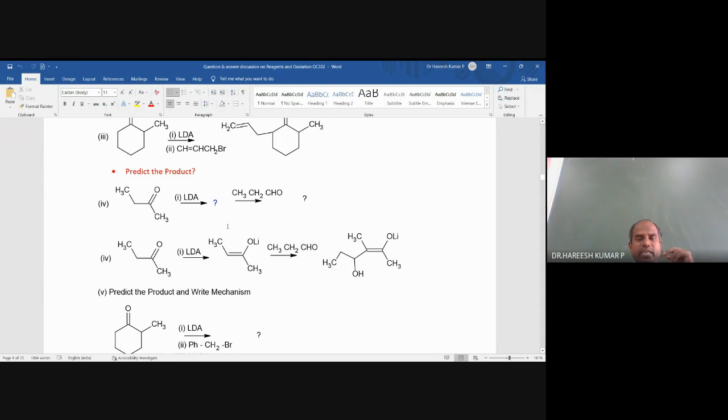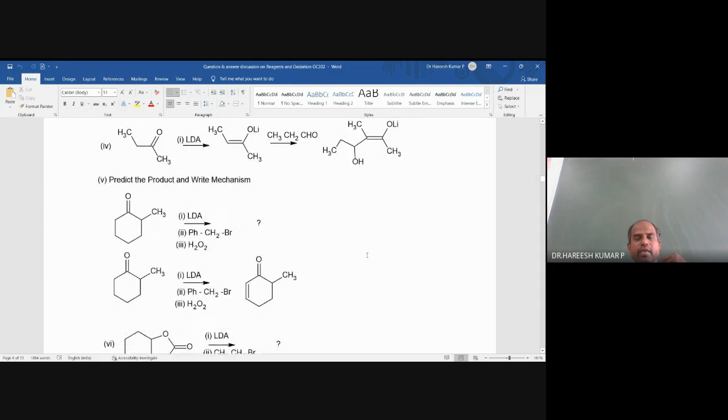That means this is an intermediate, and the lone pair or the bond pair can react with this carbonyl carbon, forming a compound like this. How will it react? That means the bond between the oxygen and lithium can come over here, and this can pick up and react with this electron deficient carbon. So that is how a product is obtained.